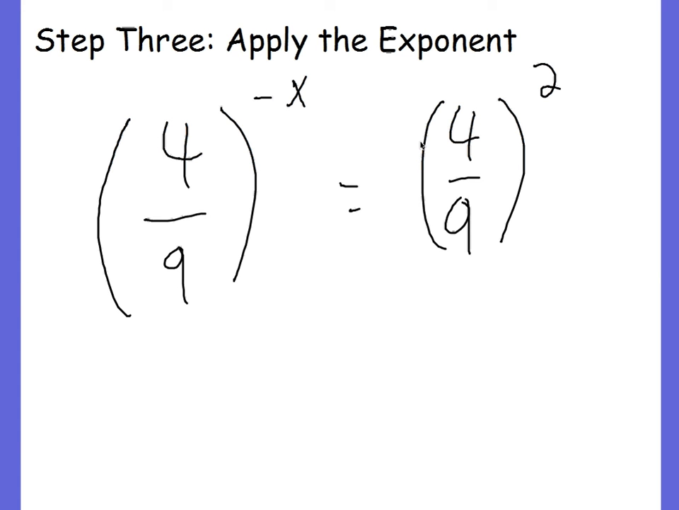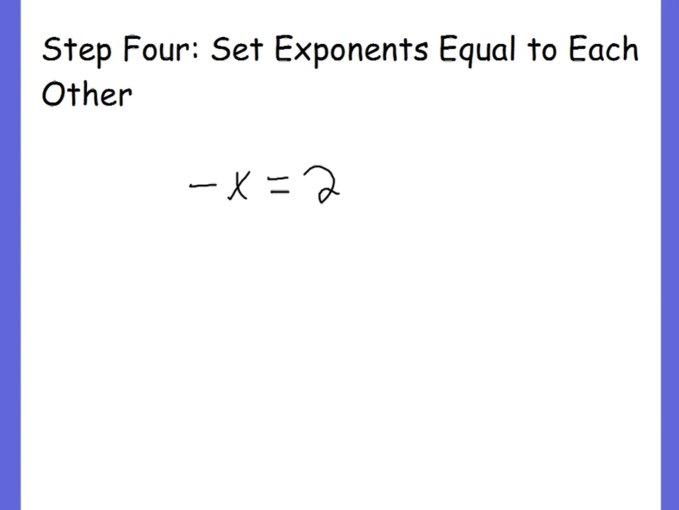So yeah, you're right. Once you have the same base, right, they're both 4/9. That's why we find a common base. Then you can just set the exponents equal to each other. So we're going to have negative x equals 2. So x is going to be equal to what? Negative 2, because you divide both by negative 1.